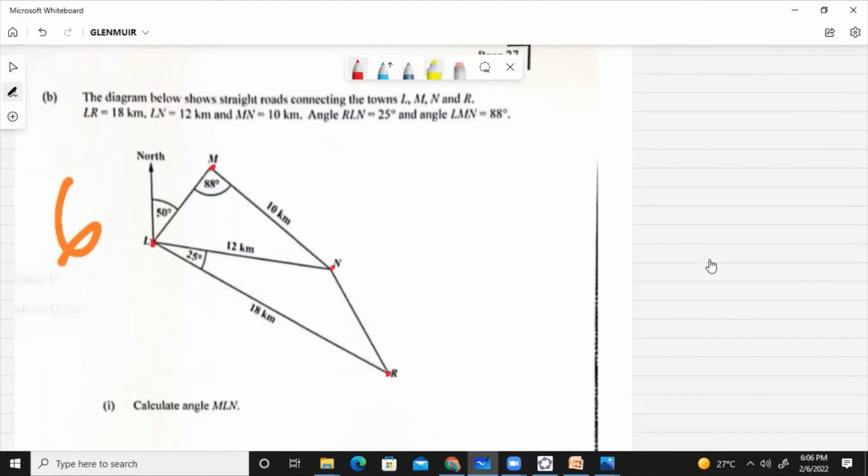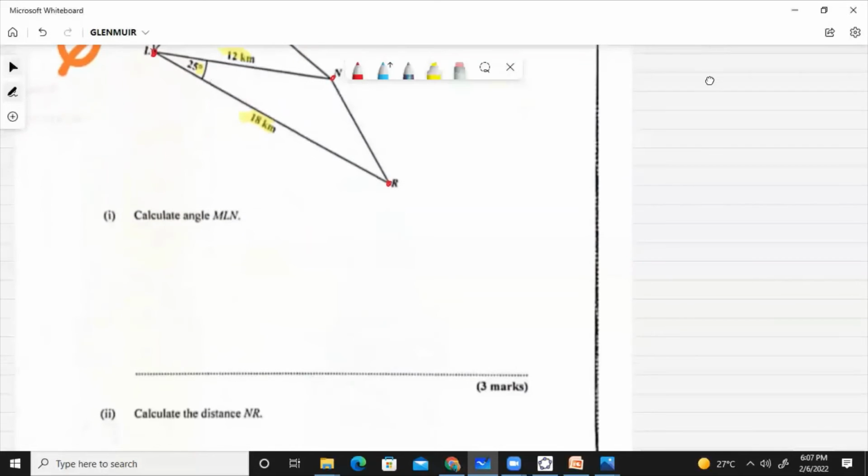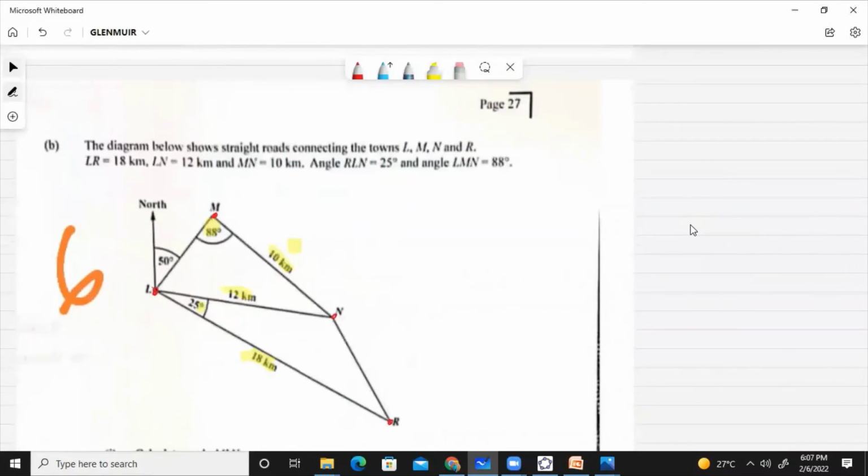It's given. So I'm going to just touch beside it. LR is 18, sorry. LN is 12 here. MN is 10 here. And the angle RLN is 25 right there. So it's well labeled there. And then we have 88 degrees up here, LMN. They gave us this. And they gave us, is this 50? I don't see they tell us about it, but it's there. Okay, they didn't tell us, but there's a 50 degrees right here. I don't see the labeling for it.